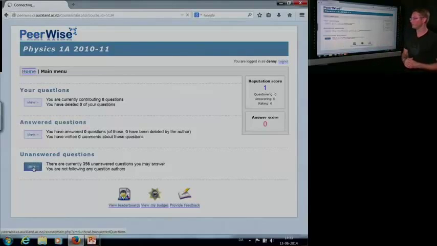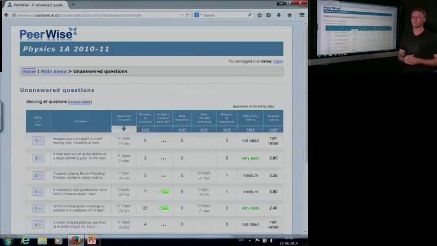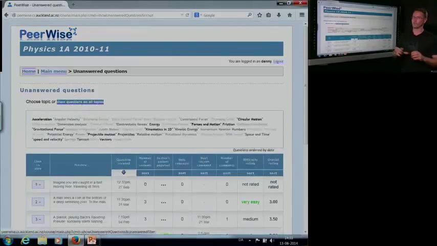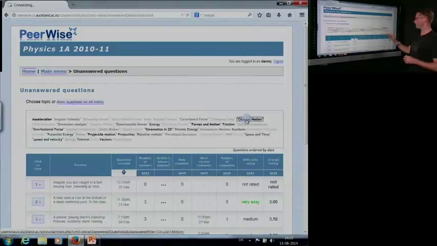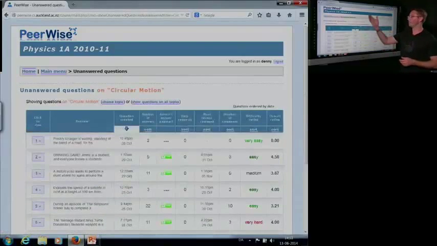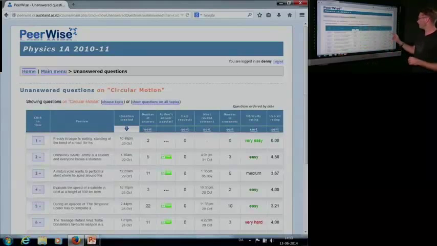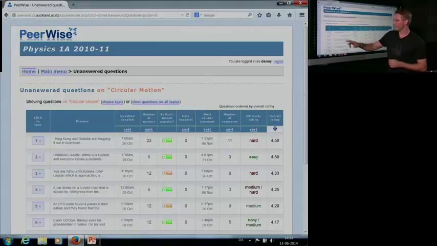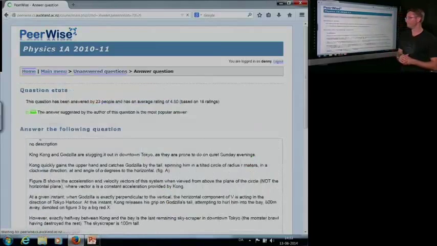So clicking on that View button reveals all of the questions that are currently in the repository. One thing that students can do is choose topics of interest. So let's say, for example, that this student was interested in practicing questions that were about circular motion. So now they're looking at all of the questions that are related to circular motion. They can then sort those questions by quality rating, and this allows them to find the good questions about that topic. Let's try and attempt this first question here.